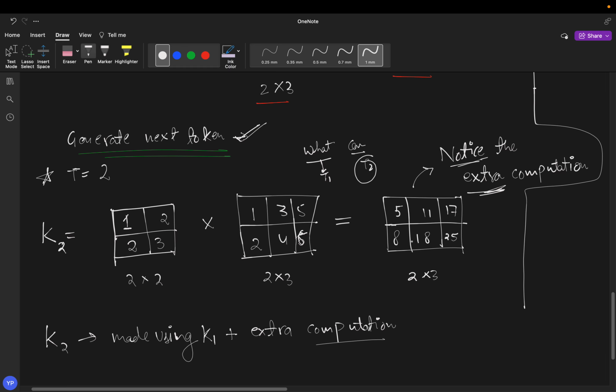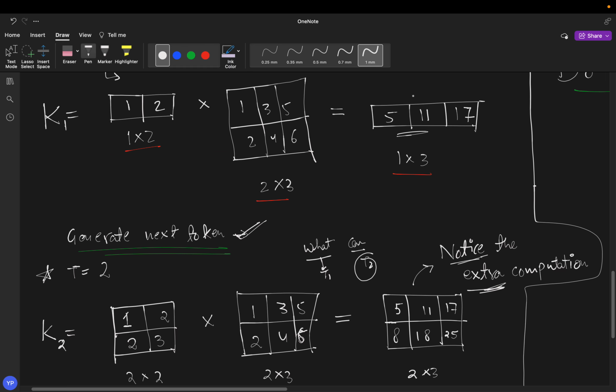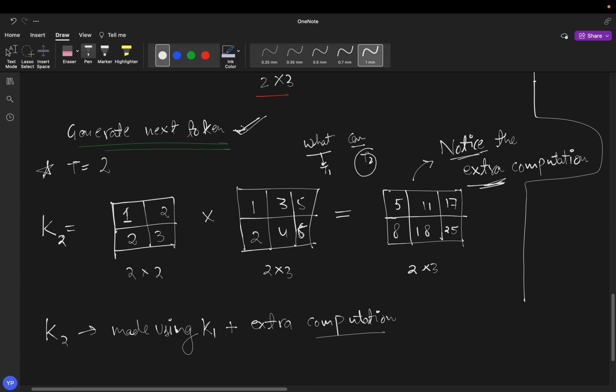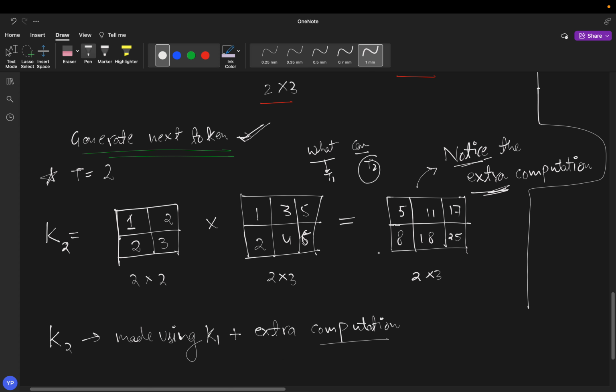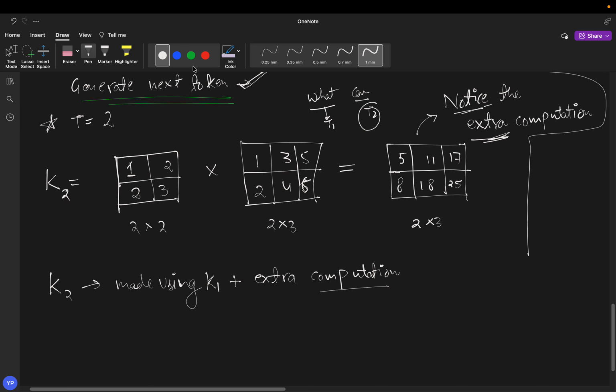So you can see the extra computation: we already had 5 11 17, but we had to compute it again because we did not save it. That is what KV caching is all about. You cache this particular row into memory, and you just generate this new row for the LLM text generation. As simple as that.